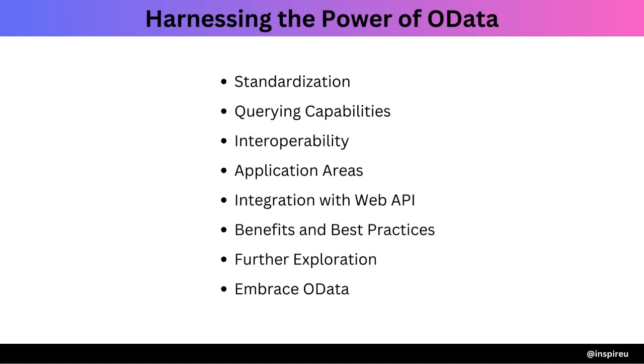In wrapping up our discussion on OData with Web API, we've uncovered the immense potential and advantages that this combination brings to the table. Throughout this presentation, we've explored various crucial aspects. Let's recap and reiterate the key takeaways. 1. Standardization. OData provides a standardized way to create and consume RESTful APIs. This uniformity simplifies data sharing and integration across different platforms.